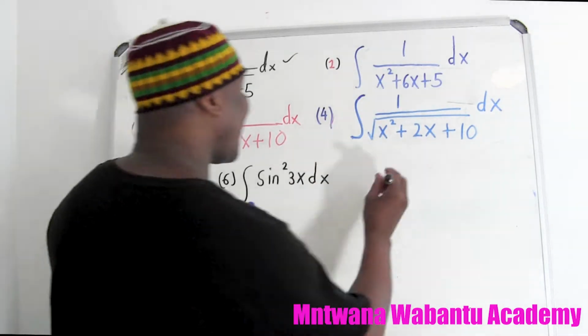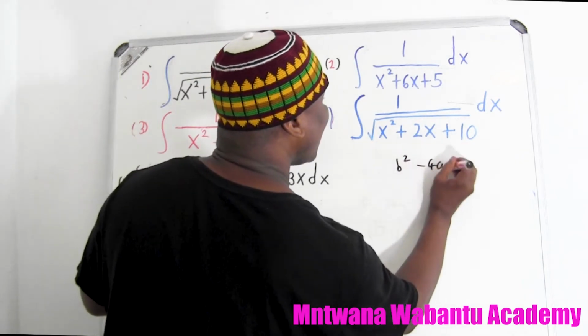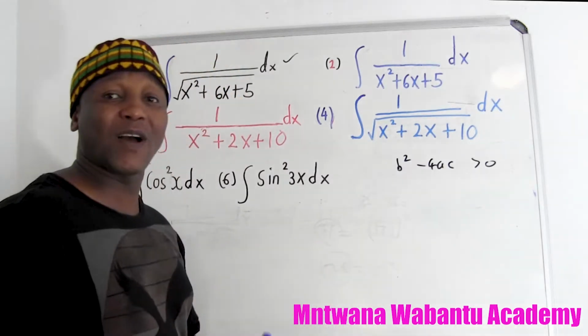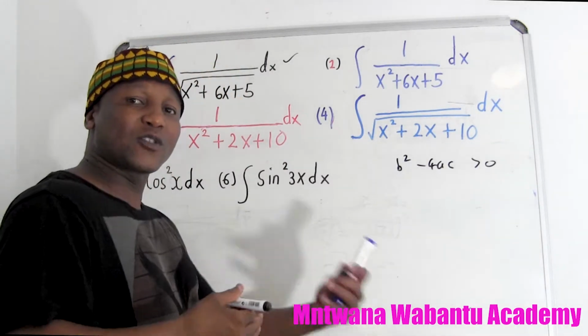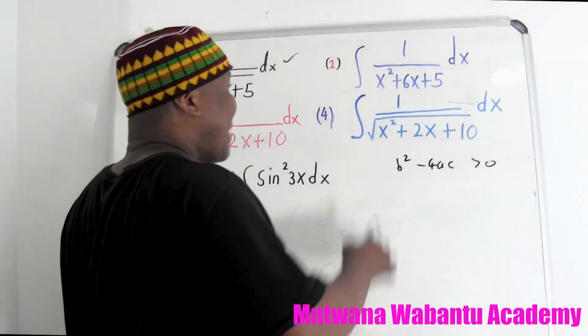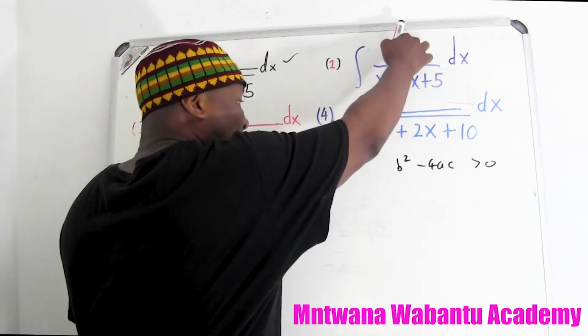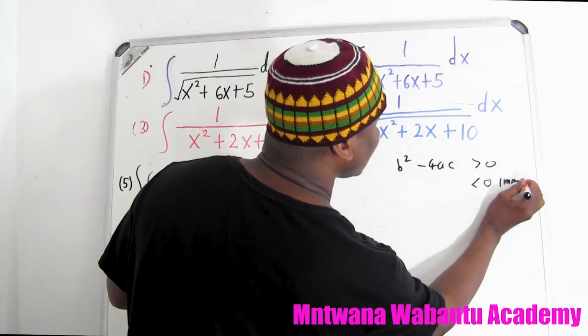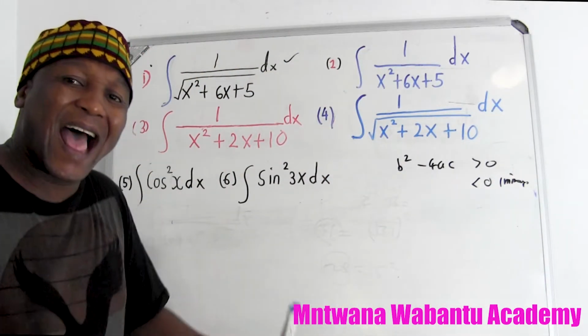To test, always use the discriminant of the quadratic, which is b squared minus 4ac. If the discriminant is greater than 0, then yes, you can factorize. Then you have the option whether you factorize or do completing the square, but only when there's no root and there's a 1 on top. But if it's less than 0, then you know this is an imaginary root, or non-real root.